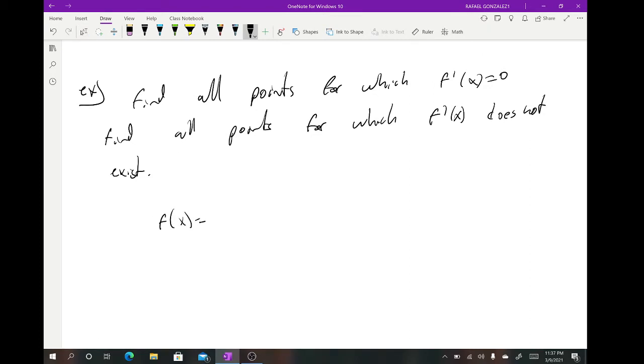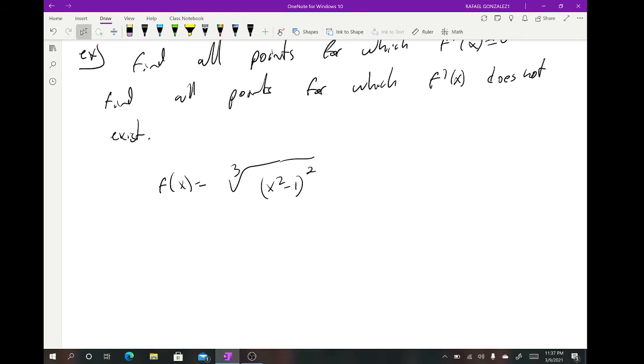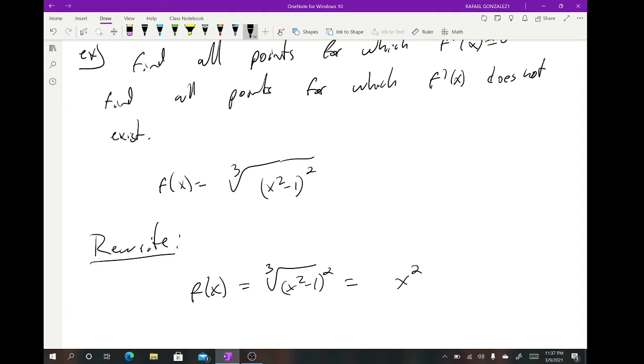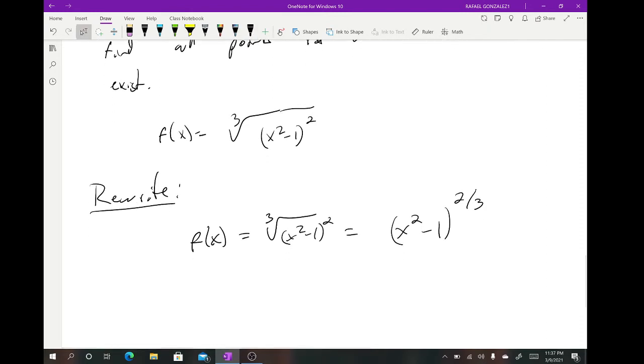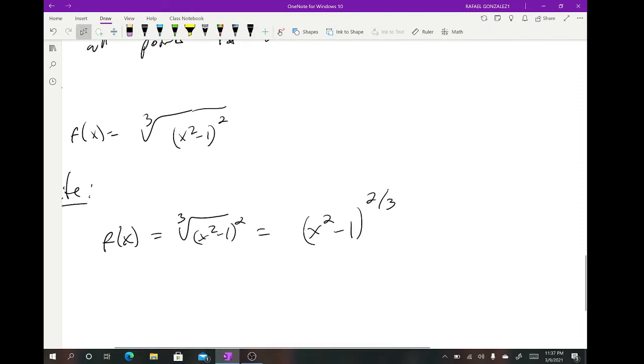Now the f of x that we're working with is the following. f of x is equal to the cube root of (x squared minus 1) squared. Alright? So when you're given something like this, it is always good to first rewrite. So we're going to rewrite it. f of x equals the cube root of (x squared minus 1) squared, which is actually the same thing as (x squared minus 1) to the power 2 over 3. This is from a fact from college algebra.